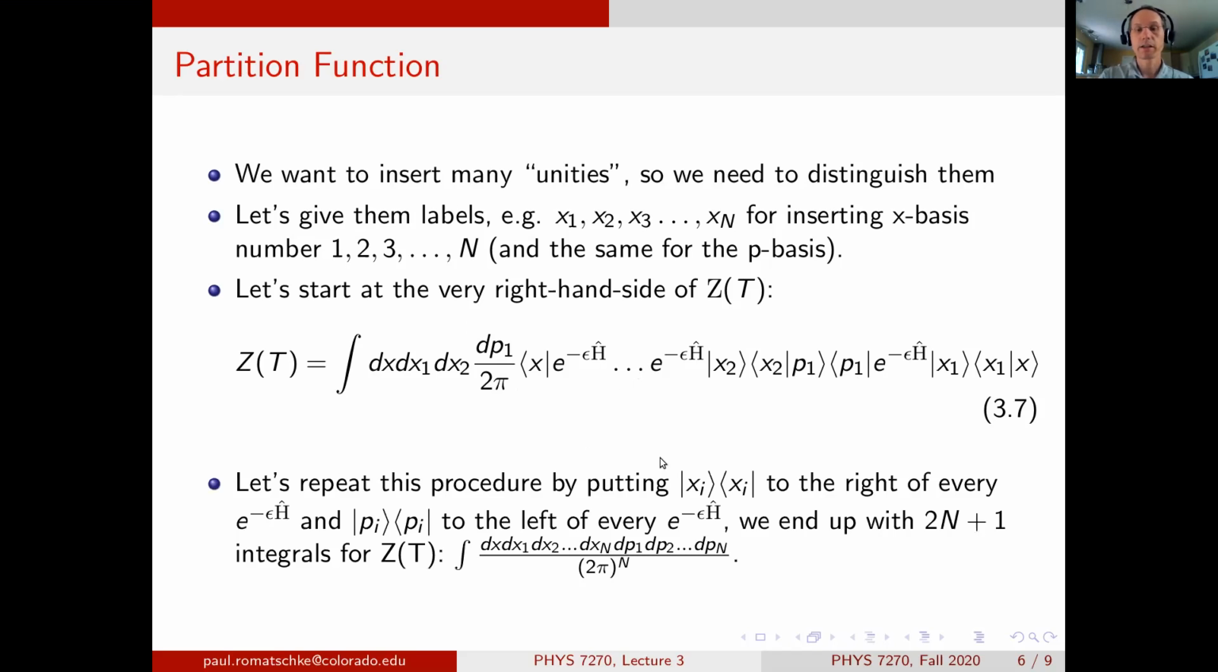If we do this, then we are putting a position basis x_i to the right of every one of these factors e^(-εĤ), and we're putting a momentum basis p_i to the left of every one of these factors. Since we're inserting N copies of the position basis and N copies of the momentum basis, and we have another integral that corresponds to the trace, we end up with 2N+1 integrals for the partition function Z.